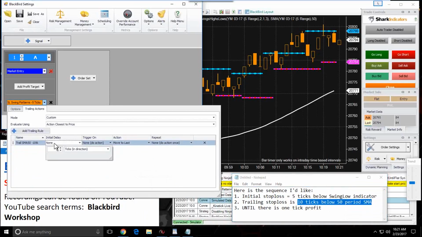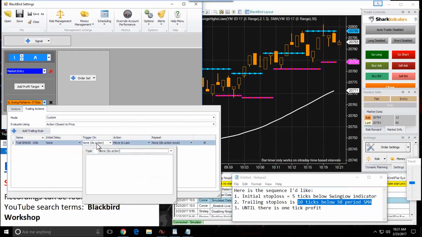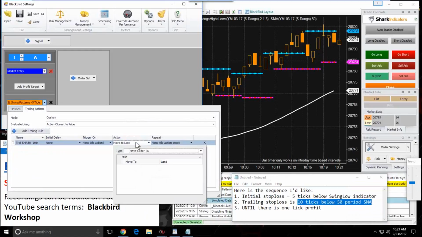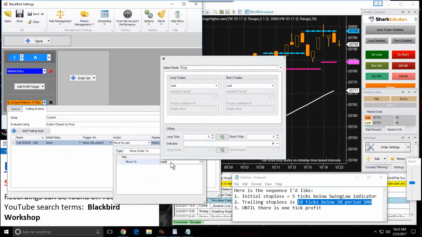Right, so therefore there's no delay, there's no trigger. We're just going to straight move the stop loss. We're going to move it to, and not the last price. We don't want to move to the last price, right? That'll get your stop loss filled instantly. But instead, we want to move it to an indicator.